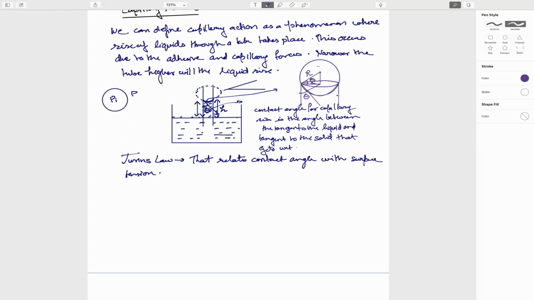So you can relate capital R with small r. So R cos theta is small r. So cos theta is nothing but r by capital R. So this is the first thing.